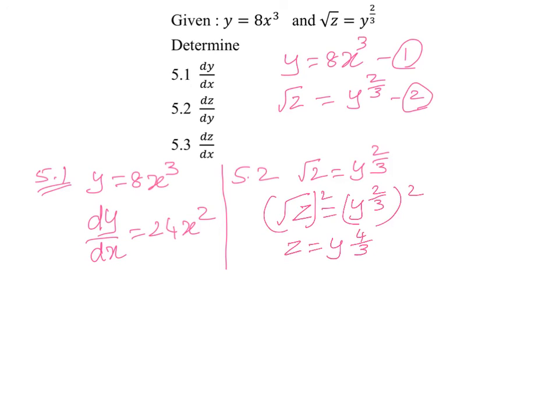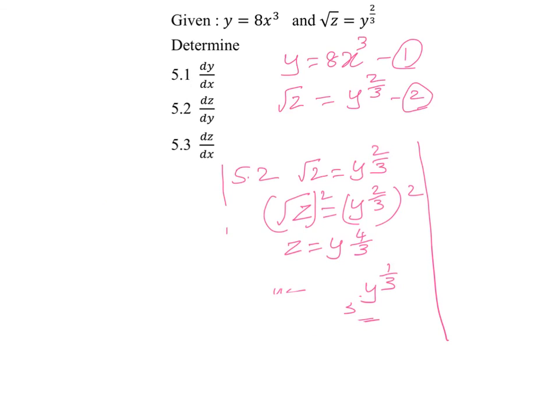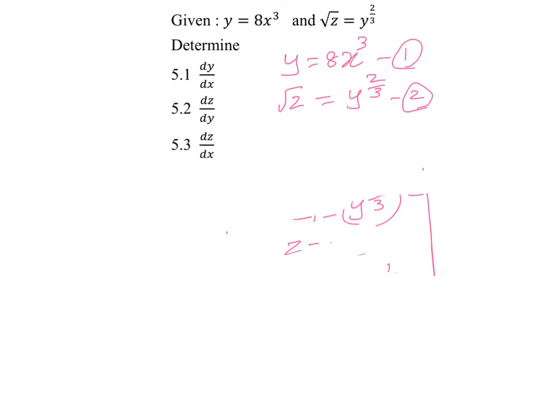Now I can differentiate. I apply the rules of differentiation to get dz over dy. So dz over dy will give me 4 over 3 y to the power of 4 over 3 minus 1, which will give me 1 over 3. So that's how I get this. It's a straightforward answer. The only thing is that we have to make z the subject of the formula in terms of y. Now in 5.3 is dz over dx. That means I have to make z in terms of x. Z the subject of the formula, right?